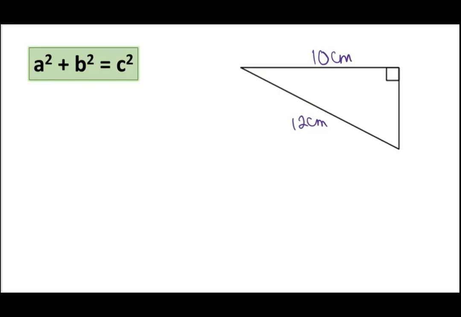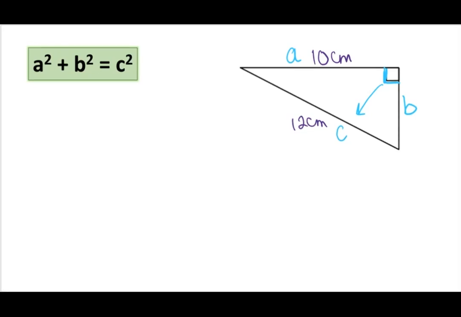Okay, so let's do another example. This is our right angle right here, and the side that is opposite to that right angle and is the longest is always labeled as c. Let's call this a and this side b. Let's write down what is given to us in the question. So a is equal to 10 centimeters and c is equal to 12 centimeters. Now we are looking for b.